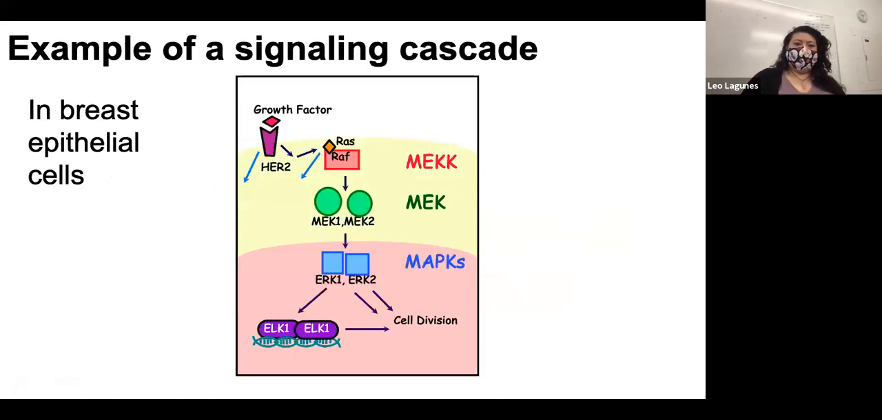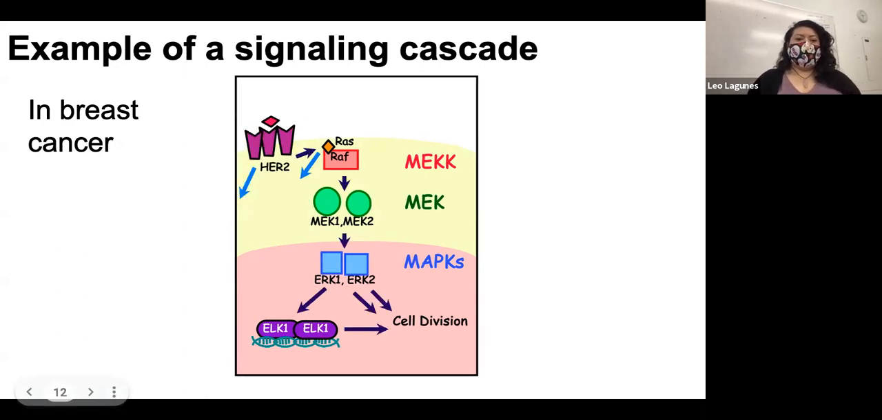So for example, in breast epithelial cells, a growth factor will bind to HER2, and that will activate the RAS or RAF cascade, which deals with phosphorylation. RAF will activate the MEKs, MEK1 and MEK2, and those will then activate the MAP kinases, like ERK1 and ERK2, and it's these transcription factors that can lead to cell division. That's why, when there are mistakes in the way this pathway is regulated, there can be an overexpression or overactivation of ERK1, ERK2 that will lead to uncontrollable cell division, which is what's happening in breast cancer.